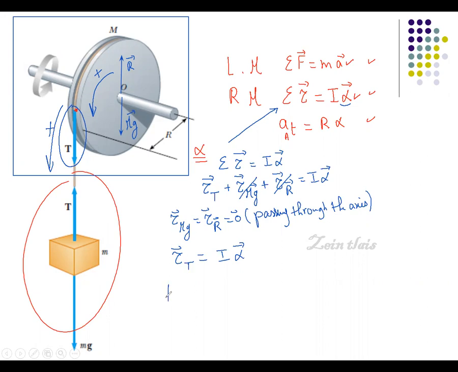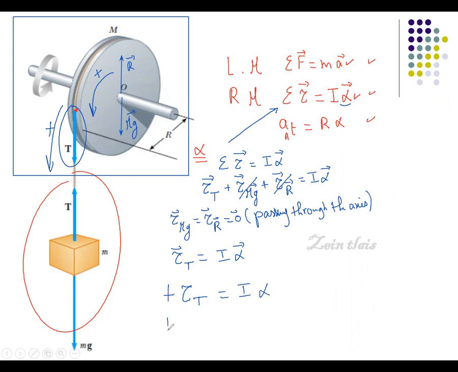So we have to say plus tau of T. For example, if we have another F here applied on the pulley, this F rotates the object in the negative direction. So you have to put here minus tau of F. Okay? Plus tau of T equals I times alpha.